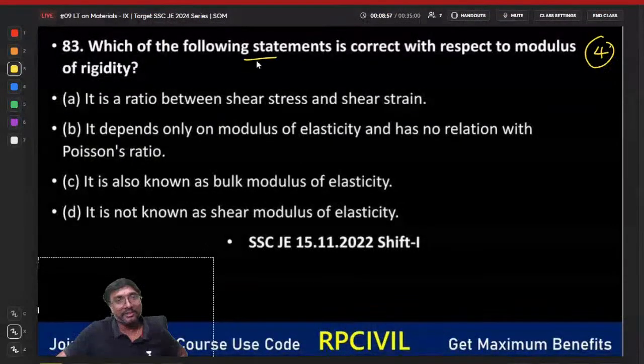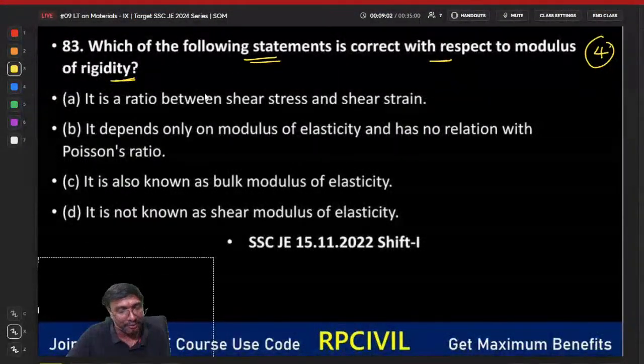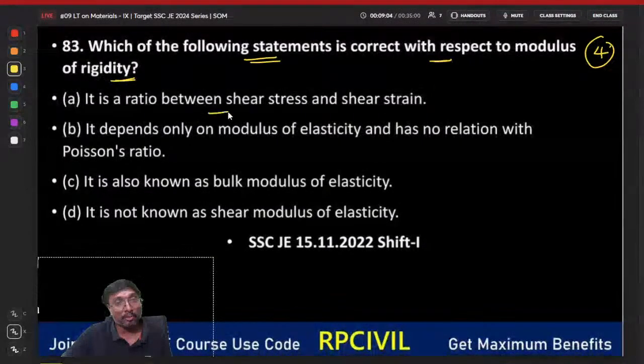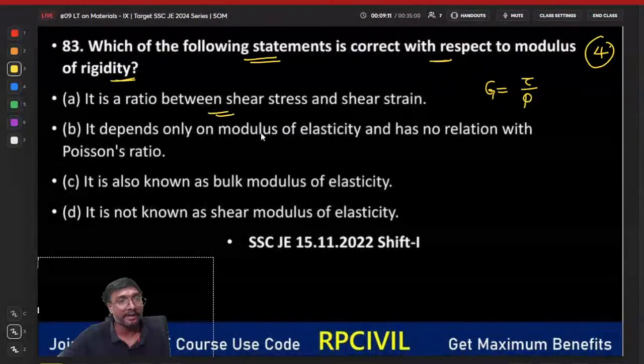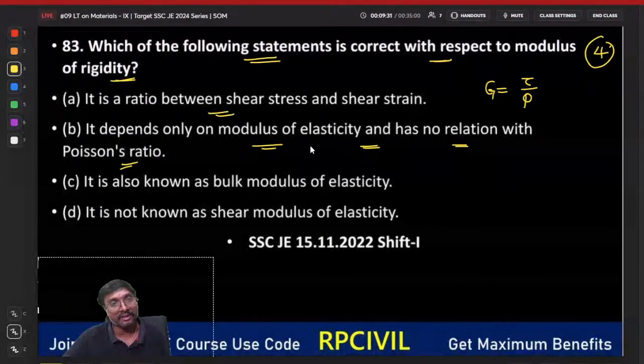Which of the following statements is correct with respect to modulus of rigidity? What is the modulus of rigidity? If you just observe, it is a ratio between shear stress and shear strain. Yes, capital G will be equal to shear stress by shear strain. Next option: it depends only on the modulus of elasticity and has no relation with Poisson's ratio. Is it so? Can we say like that? No, we cannot say in that manner. It does have a relation with Poisson's ratio.